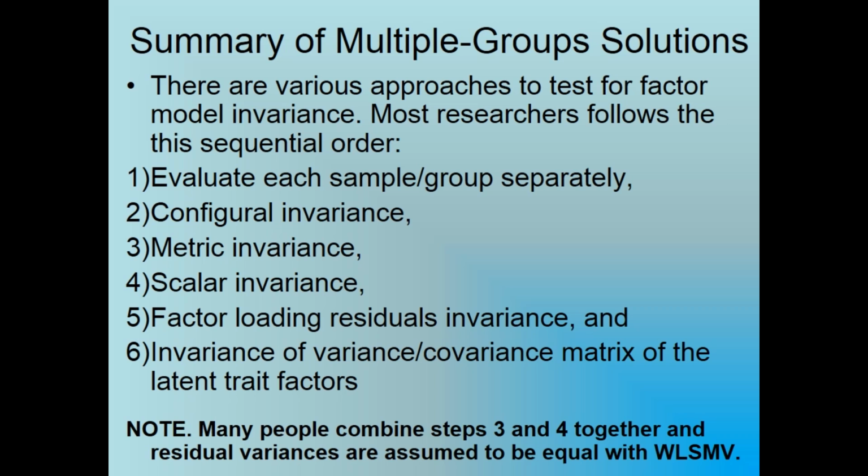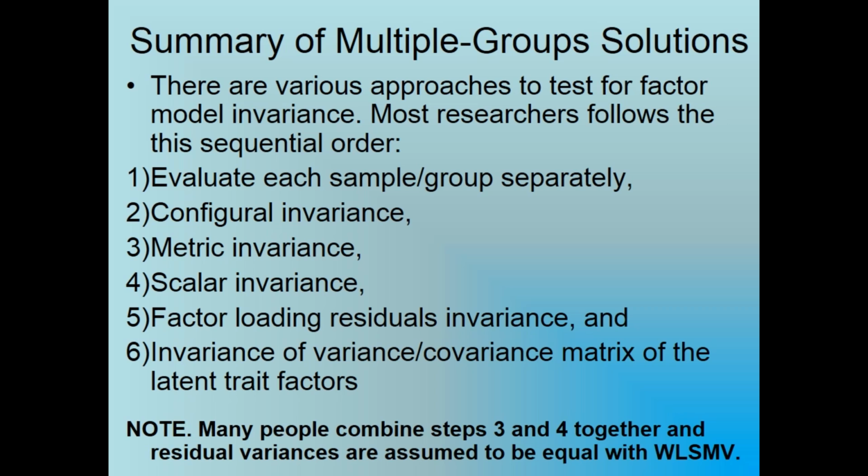The next step, which is number 5, is testing whether your error variances or residual variances are equal across the groups. That's not commonly tested. The reason is that when creating the equation to create the factor score, the factor scores are being created by your factor loadings and your intercepts. So the fact that your error variances might be different across the groups doesn't impact how that factor score is actually computed. So that one's optional.